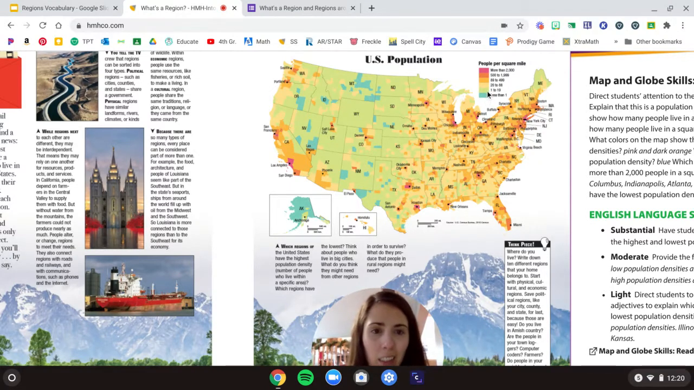That light green, 1 to 19. Yellow is 20 to 88. Light orange, 89 to 499. That dark orange, we start to get higher, 500 to 1,999. And if we get into that red or pink, more than 2,000 people in a mile. Okay? So which regions do you notice?